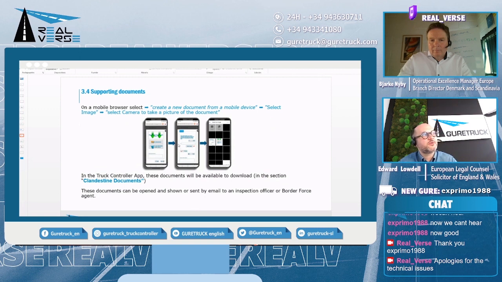We can select an existing image in your photo gallery, or we can select your camera and take a live picture. So whichever method we've used to upload these supporting documents, once they're saved inside truckcontroller.com, they will then be available in the app to download in the section clandestine documents. And once they're in the app, these documents can be opened and shown and or sent by email to roadside enforcement, to a border force agent, and or the fifth responsibility I mentioned, the monitoring: they can be sent to your traffic department in-house, so anyone can see these.